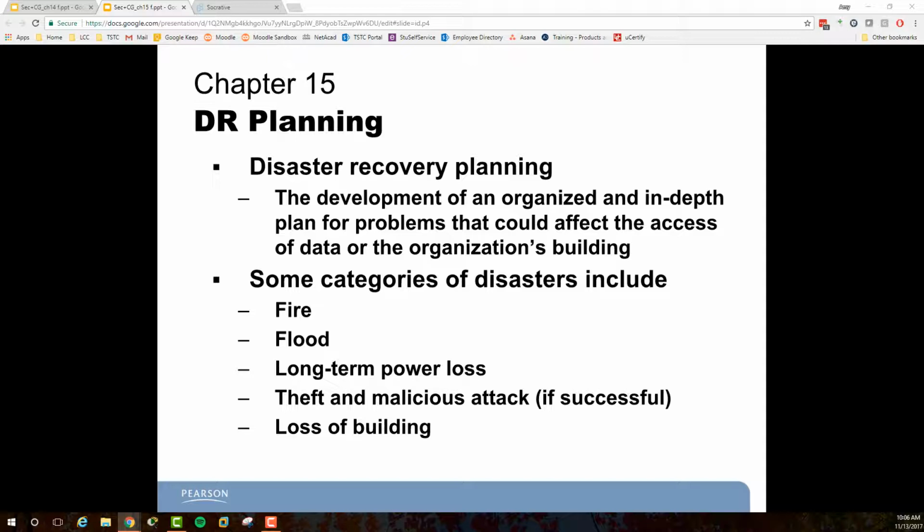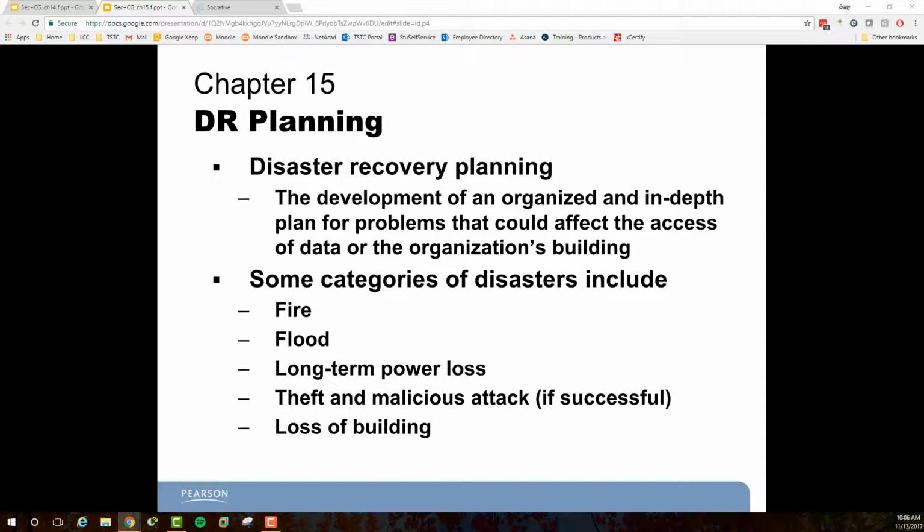So we're going to do our best and start out with a disaster recovery plan, and we're going to think about categories of disasters like fire, flood, long-term power loss, theft, and malicious attack that could be considered to be a disaster, or maybe the loss of the building.